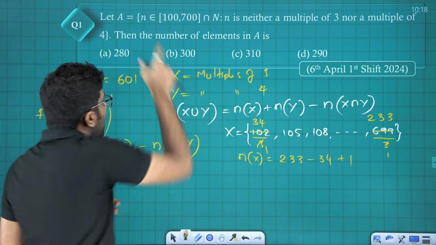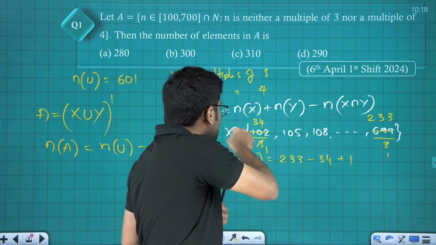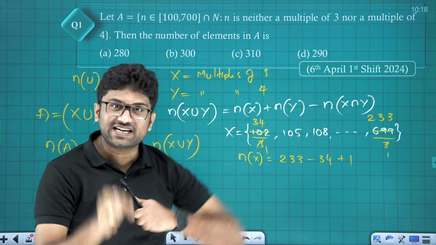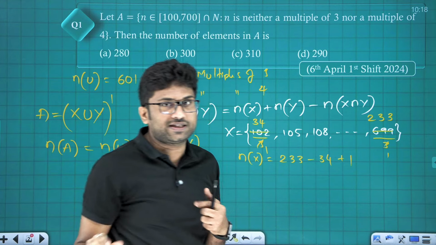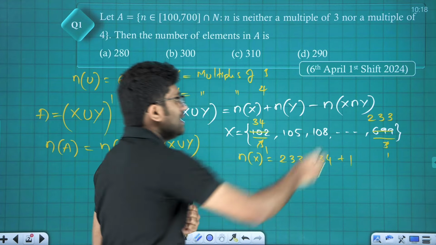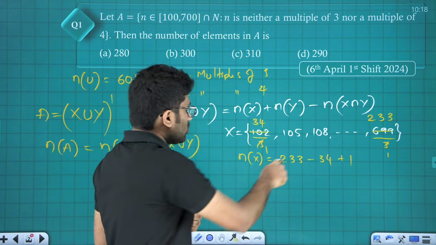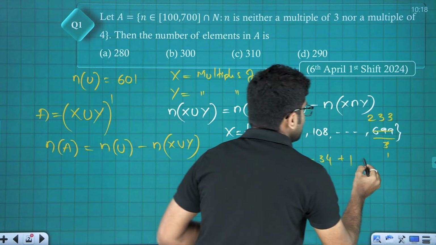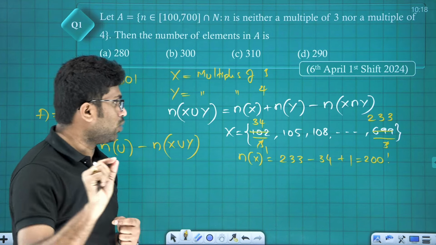Why are we adding 1? Because to get the number of elements in this set X, it starts with 34, 35, 36 and so on till 233. So to get the number of elements, 233 minus 34, add 1 to that. So 234 minus 34 is equal to 200. Clearly, the number of elements in X is 200, friends.